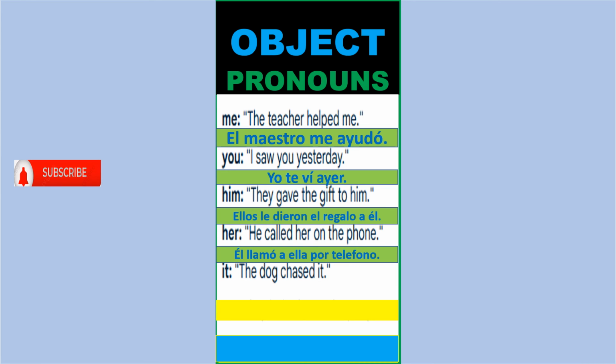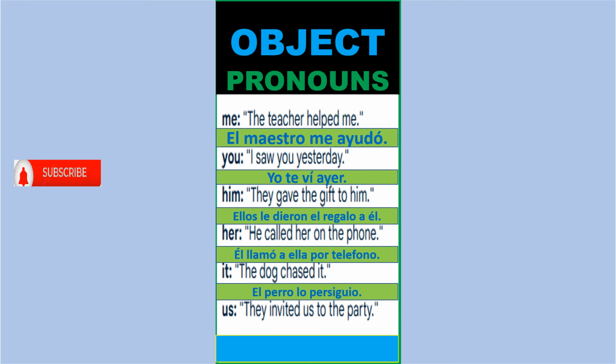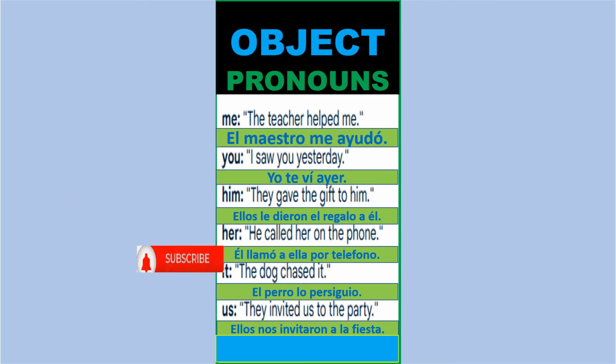Number five, the dog chased it. And the last one, they invited us to the party. Okay, so that's it. Those are all the examples about the object pronouns.